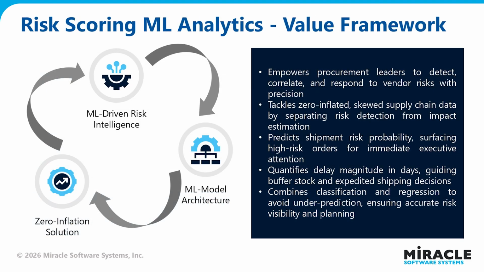Well, what's the value framework for this risk scoring analytics through ML? An ML driven framework helps procurement leaders quickly detect, correlate, and respond to vendor risk by correlating zero inflated and skewed supply chain data with a dual model design. It predicts the probability of shipment delays to flag high risk orders for executives, and estimates delay duration in days to guide buffer stock and expedited shipping decisions. By combining classification and regression, it delivers accurate, actionable risk visibility.